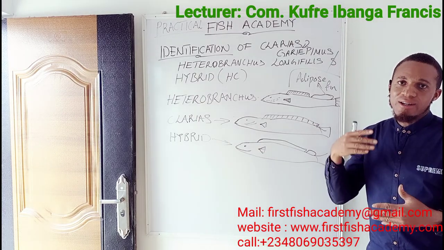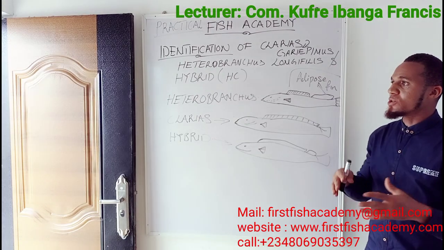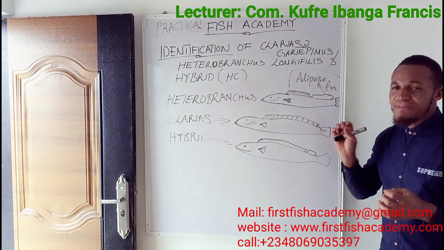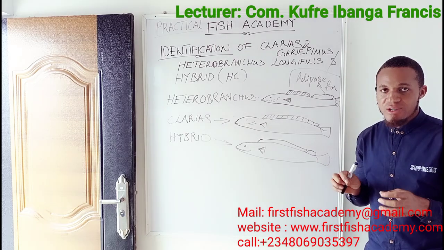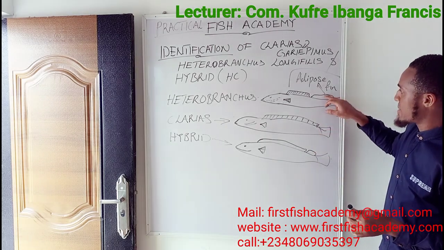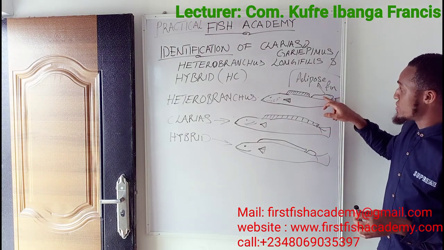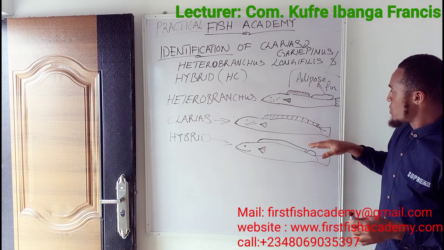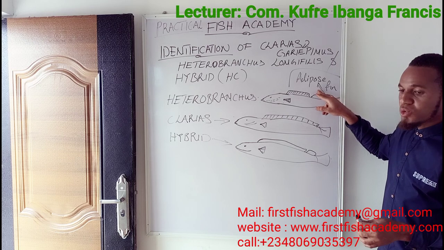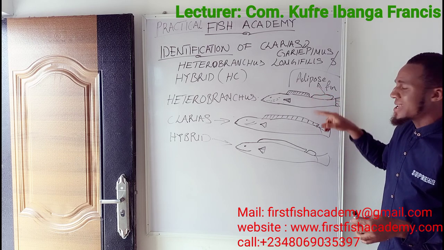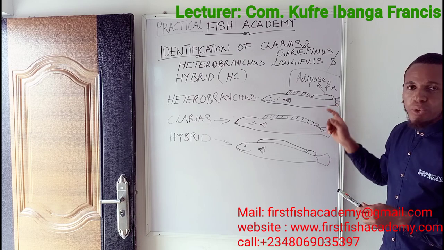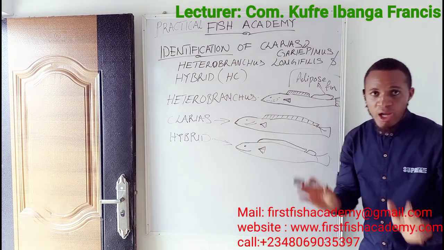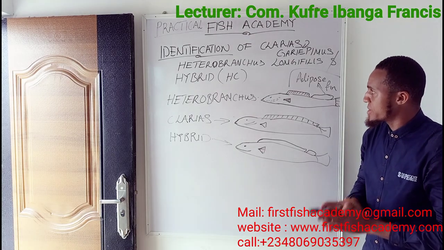Usually seen at the dorsal, close to the dorsal fin, okay? So fleshy-like, soft, just like the skin of a fish itself, while this part has the main fin, okay? So the Heterobranchus have what is known as adipose fin, okay?